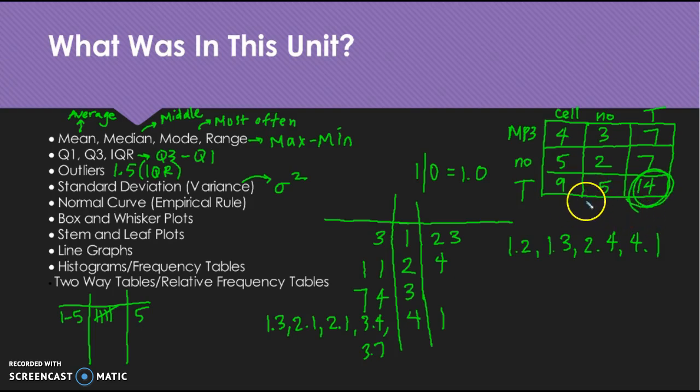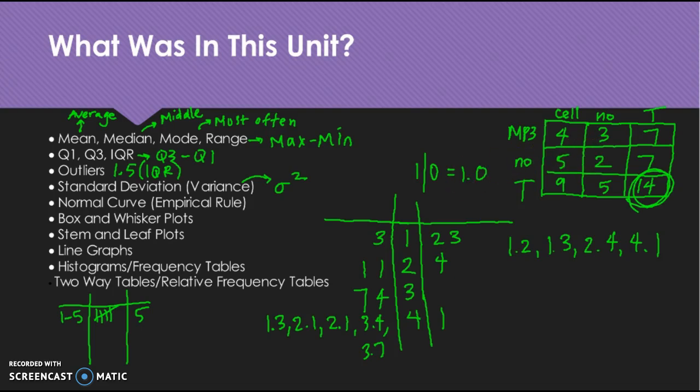Okay, to take this and make it percents is where we get our relative frequency table. To make your percent, you just take that number and divide it by the total. So we would do 4 divided by 14, get your decimal or your percent, and that would go there. That's the only difference with a two-way and a relative frequency table.